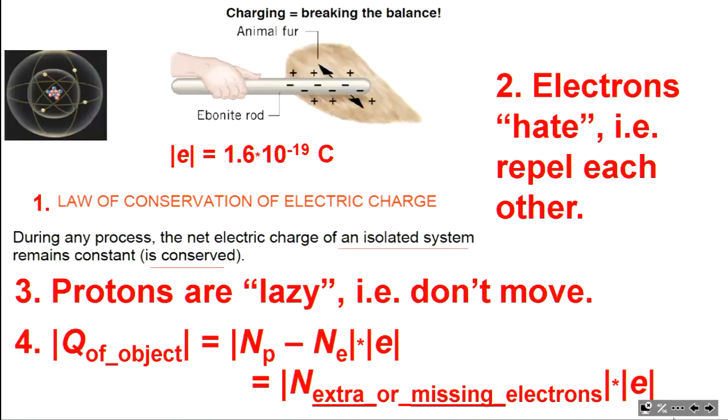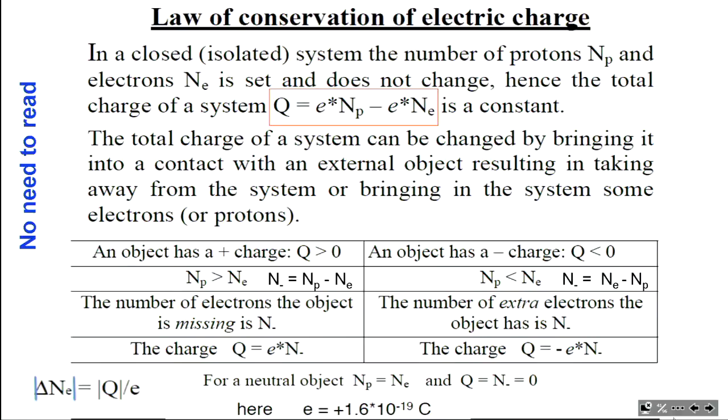Number one, we cannot destroy or create any charge. The total number is always conserved. Electrons always repel each other. Protons never move. Only electrons can move. And the total charge is always equal to the number of extra or missing electrons times 1.6 times 10 to the negative 19th. That's it. Any questions? This is just a summary of everything I just said.